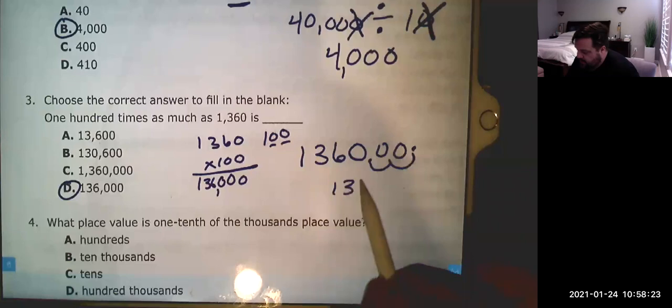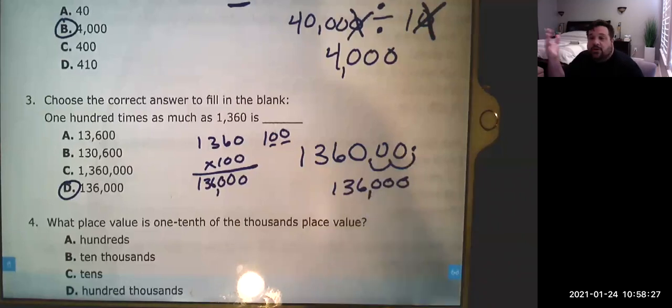And then you would have 1, 3, 6, and then 3 zeros. And you could do it that way too. So start to learn these strategies. All right, on to number 4.